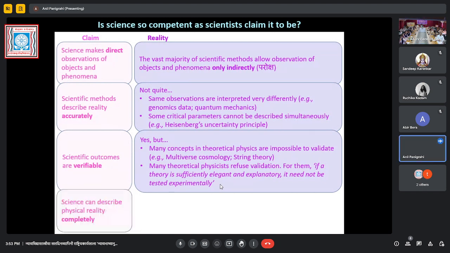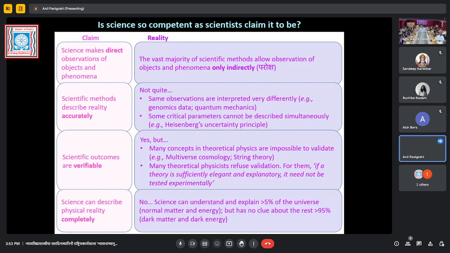Also, science can describe physical reality completely, but that is not possible either, because science can understand and explain only less than 5% of our universe, that is composed of the normal matter and normal energy. The rest, more than 95% of the universe, is composed of dark matter and dark energy we have absolutely no clue about.